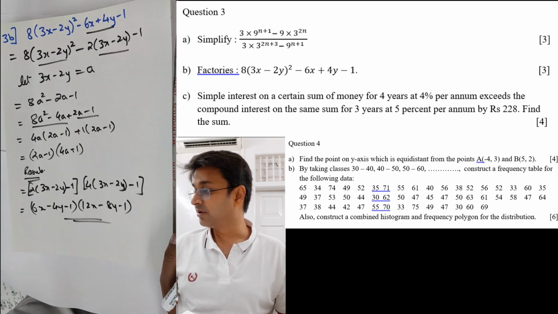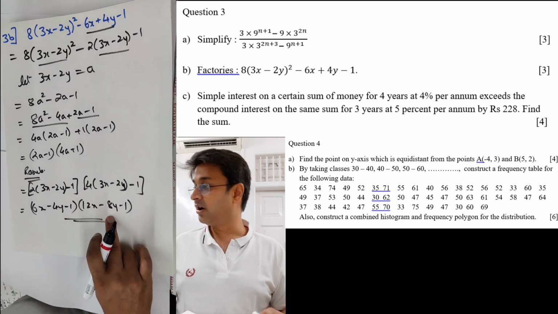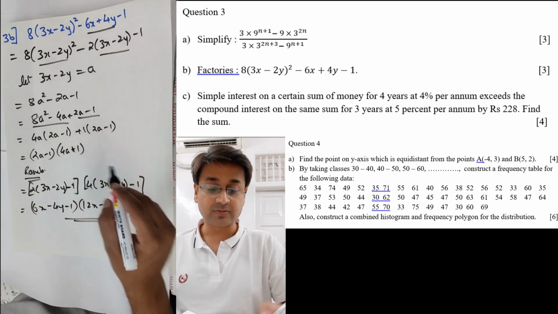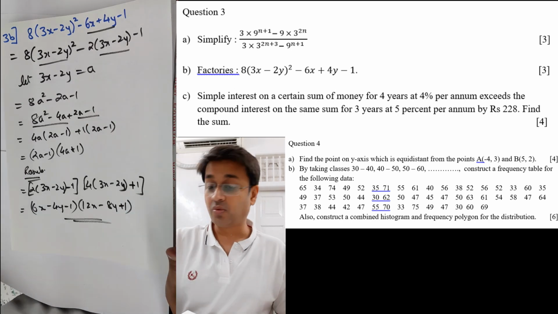I'm not really sure, just let me check and confirm. I don't want to teach anything that's wrong. So 6x minus 4y minus 1, 12x minus 8y plus 1. See, this was plus. So plus, so plus. One small error can cost you 1 mark straight away.